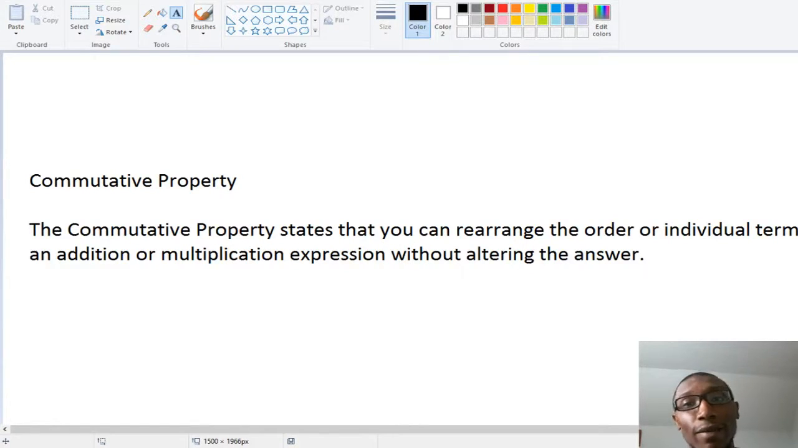Now, quick disclaimer: yesterday we talked about the associative property, and I realized after recording the video that the second example I gave, 20 divided by 2 multiplied by parentheses 5 plus 5, was actually an example of the commutative property, not the associative property. So I apologize if that confused anyone.